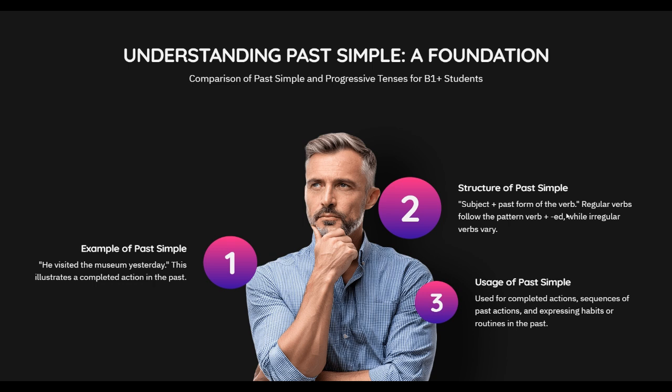A sequence of past actions, like yesterday I played, I ate lunch, and then I went to sleep. That's a sequence of actions that are finished in the past. Okay, next one.